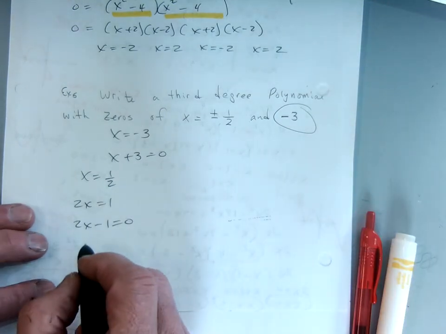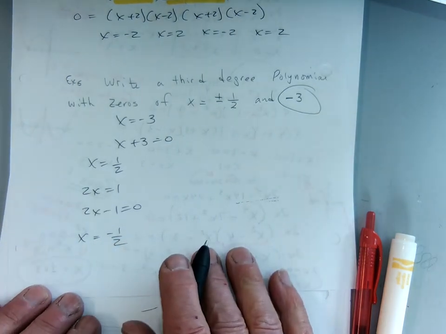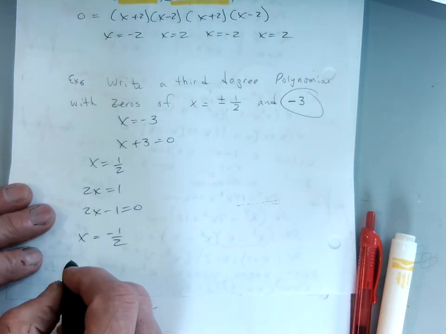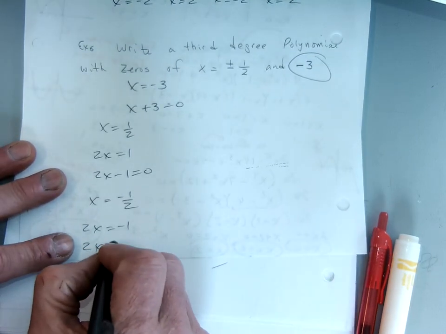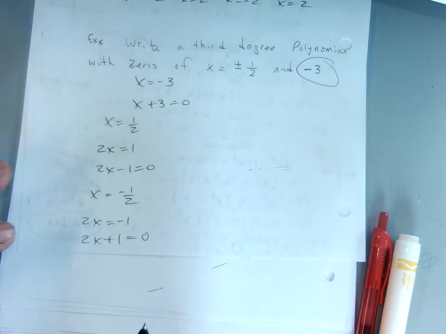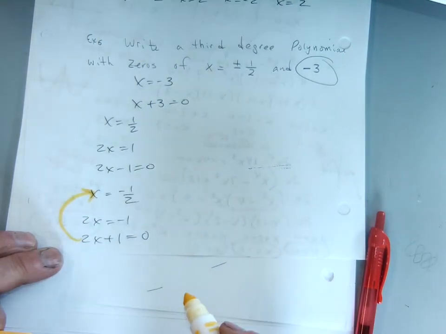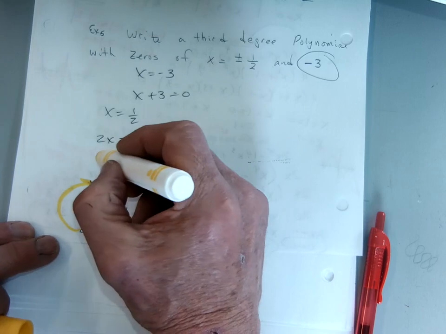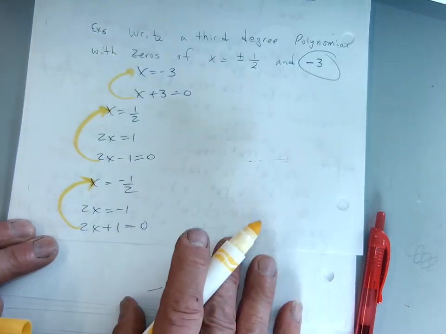And if x equaled a negative 1/2, it would have had to have had a 2x equals negative 1, or a 2x plus 1 equals 0, okay? So this mini equation would have made this, and this mini equation would have made that. And I will slow down for a second, okay?